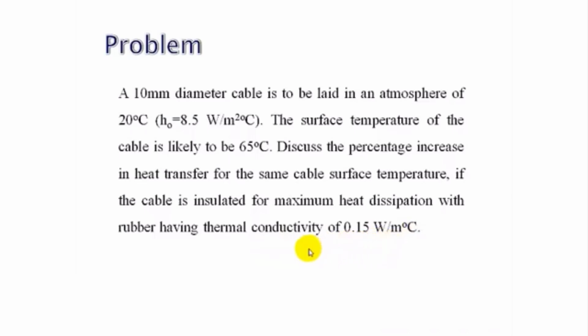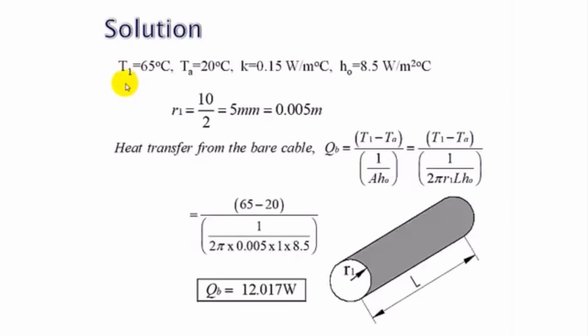So first you need to find the critical radius and critical thickness of insulation, and you have to insulate by providing that critical thickness, which will increase the heat transfer, while keeping the same cable surface temperature of 65 degrees centigrade. You have to calculate the heat transfer from this insulated cable, and then you can find the percentage increase in heat transfer. So these are the data given.